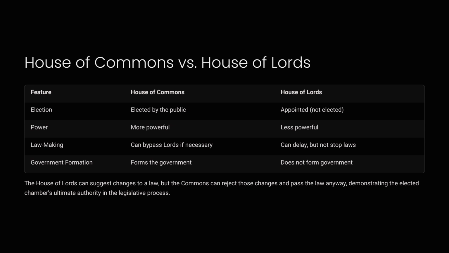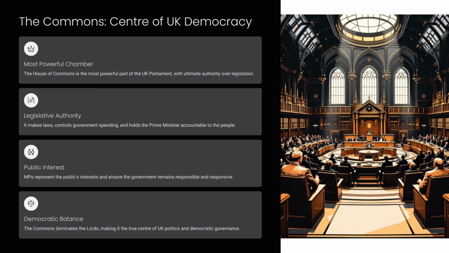The House of Lords can suggest changes to a law, but the Commons can reject those changes and pass the law anyway, demonstrating the elected chamber's ultimate authority in the legislative process. The Commons, center of UK democracy, most powerful chamber.